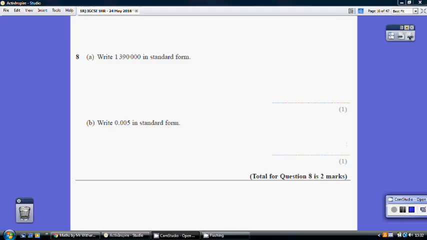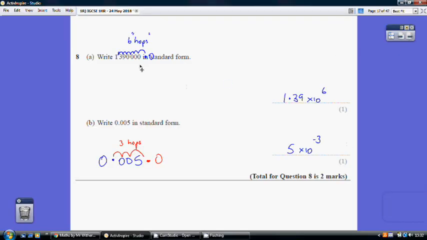Question 8. So standard form numbers, what do we know? Well, we know the first part has got to be between 1 and 10. So where would our decimal point go in here to get a number between 1 and 10? It would be between the 1 and the 3. So our first part is going to be 1.39. That is between 1 and 10. So now it's going to be times 10 to the power of something. This is a big number, so we know the power is going to be positive, but what number?